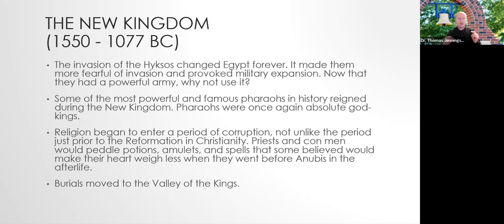We do start to see another change in religion, not unlike the period just before the Protestant Reformation in Christianity. There were priests and con men who would sell potions, amulets, and spells that they said, hey, if you're not such a good person, take this potion, pour it on the heart of your mummy after you die. It'll temporarily make your heart lighter so you could sneak through the gates. You'll pass the scale test and you'll sneak into the afterlife. And once you're in, they can't kick you out. So a lot of people would peddle these, not unlike the peddling of indulgences for people trying to get out of purgatory and get into heaven prior to the Protestant Reformation. So you saw this going on. You also saw burials of pharaohs move to the Valley of the Kings, which we'll talk about in a moment.